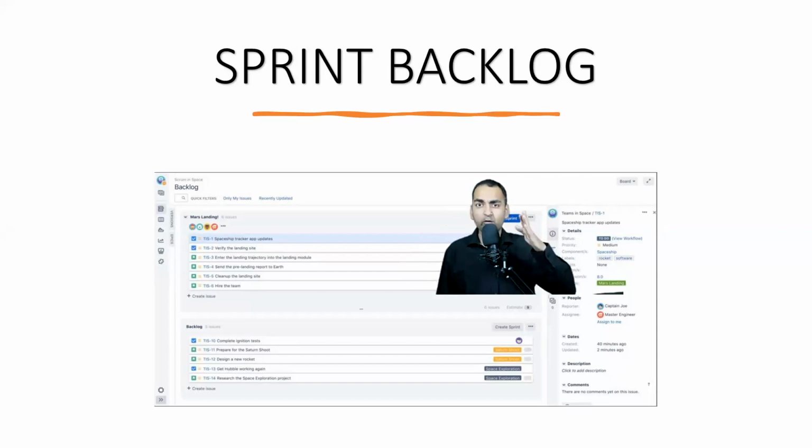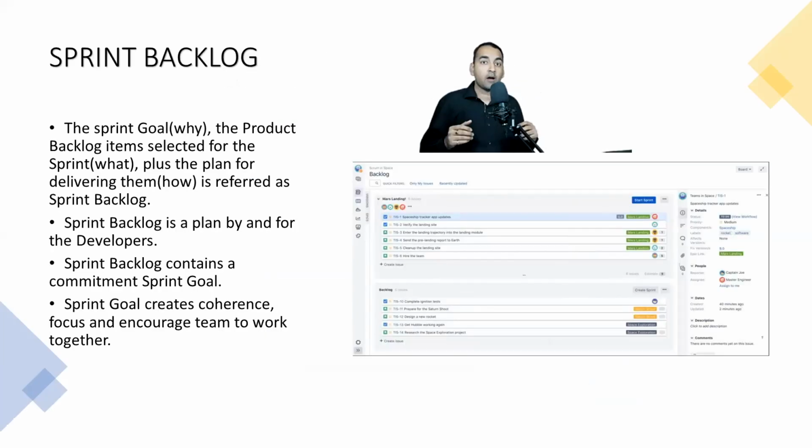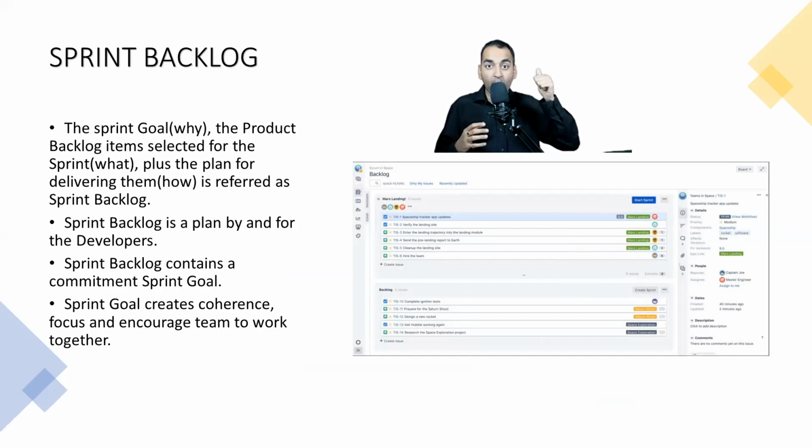Let's get into some more features or some more detailing of Sprint Backlog. A sprint backlog can be looked at from three dimensions. Why it exists, that is defined by a sprint goal. What it comprises of, it is a subset of product backlog, as I said, and how the team is going to deliver that work is also part of sprint backlog.